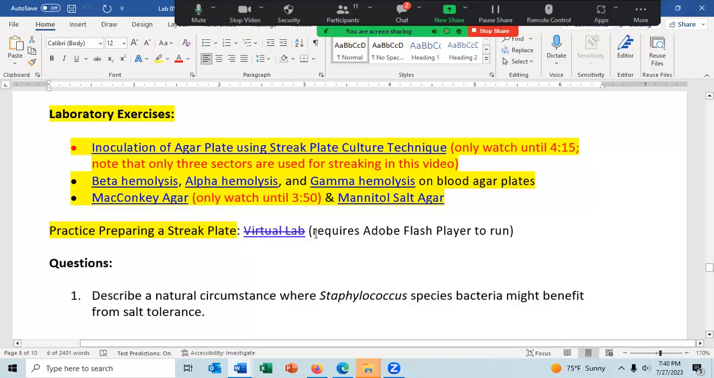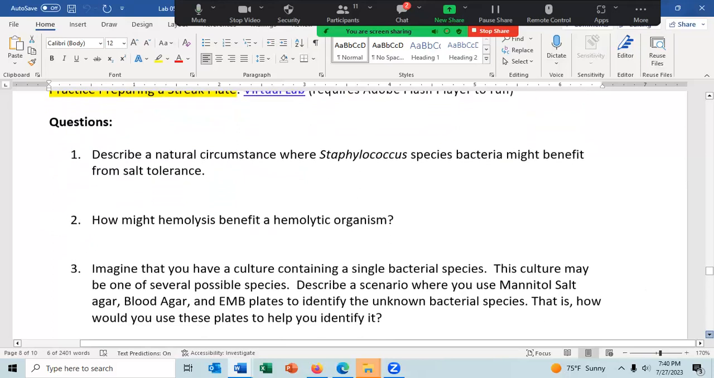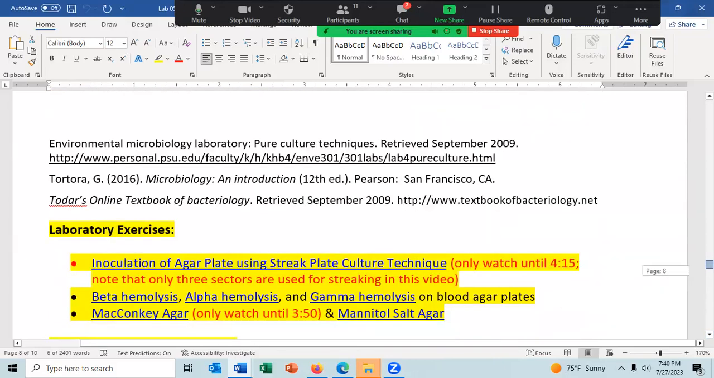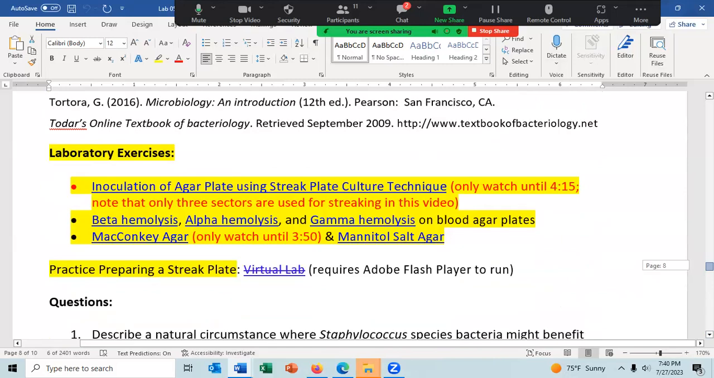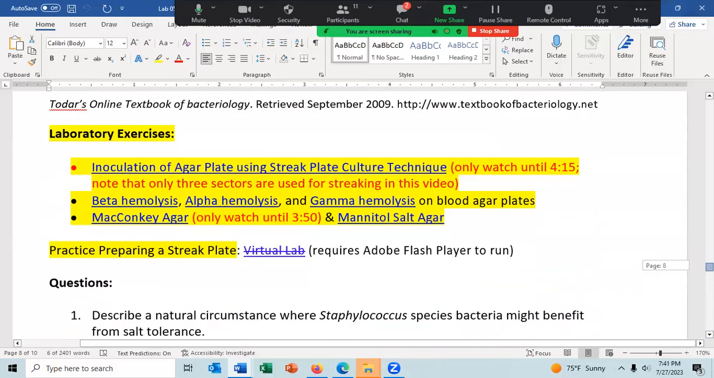We no longer have a virtual lab, which would help you actually do a virtual streaking, where you would streak out a plate on the computer. Unfortunately, the lab uses Adobe Flash, and the Flash player is no longer working. If anyone still has it, it's no longer working. And then work on the questions. Please understand you're not going to be doing any of the lab. We only have videos for you to watch, and then the lab to do, because this class is totally online.